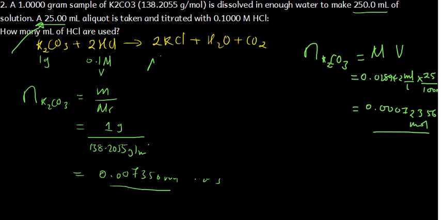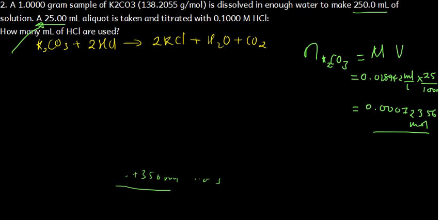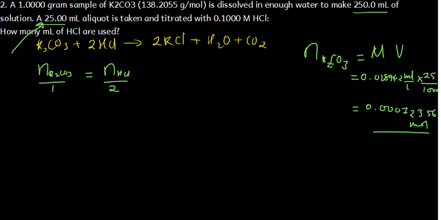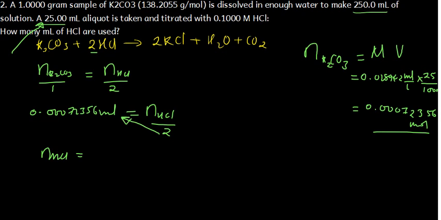Now it is these moles which reacted with the hydrochloric acid. From the reaction we can see from the mole ratios that number of moles of potassium carbonate divided by 1 is equal to number of moles of hydrochloric acid divided by 2. Now the number of moles of potassium carbonate we've already found as 0.007356 moles, and this should be equal to number of moles of hydrochloric acid over 2. So to find the number of moles of hydrochloric acid, I'm just going to multiply 2 by that value, and that is going to give us 0.00144712 moles of hydrochloric acid.